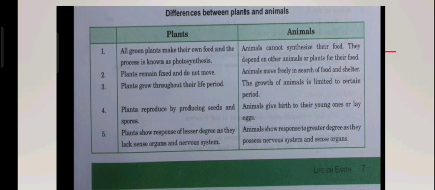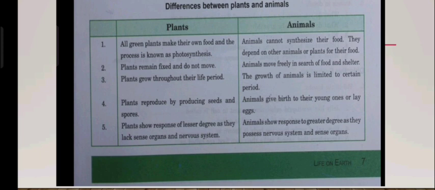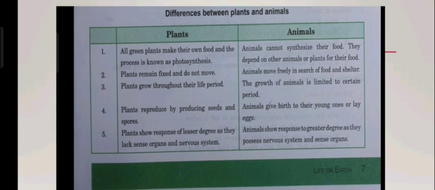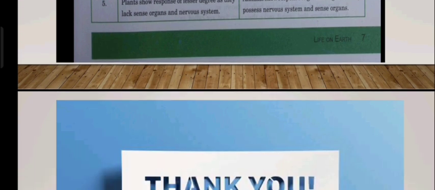Fifth point, plants show a response of lesser degree as they lack sense organs and a nervous system. So when we compare plants with animals, plants show a lesser degree of response to external stimuli. But animals show a greater degree of response to stimuli because of the presence of sense organs and a nervous system. Understand, this is about the differences between plants and animals.